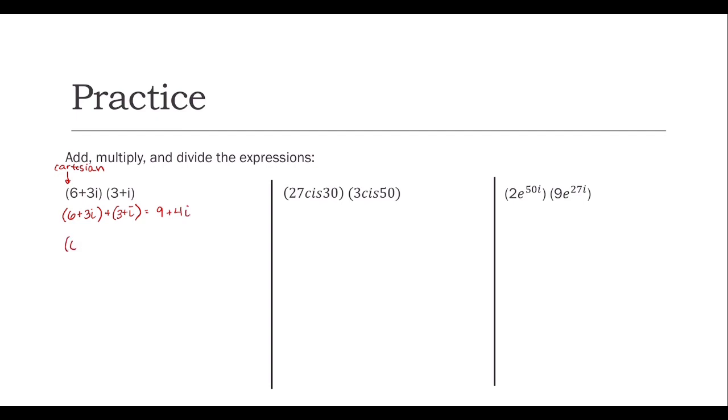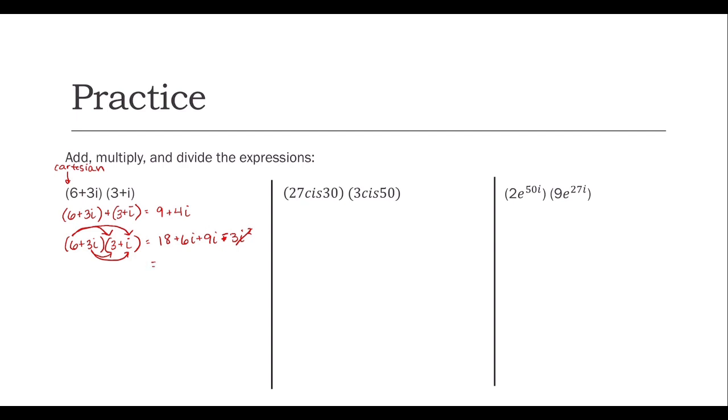Next, we'll multiply them. 6 plus 3i times 3 plus i. So we'll multiply our first terms, which gives us 18. Our outer terms, plus 6i. Our inner terms, plus 9i. And then our last terms, plus 3i squared. So i squared is going to be negative 1, so this will become a minus 3.